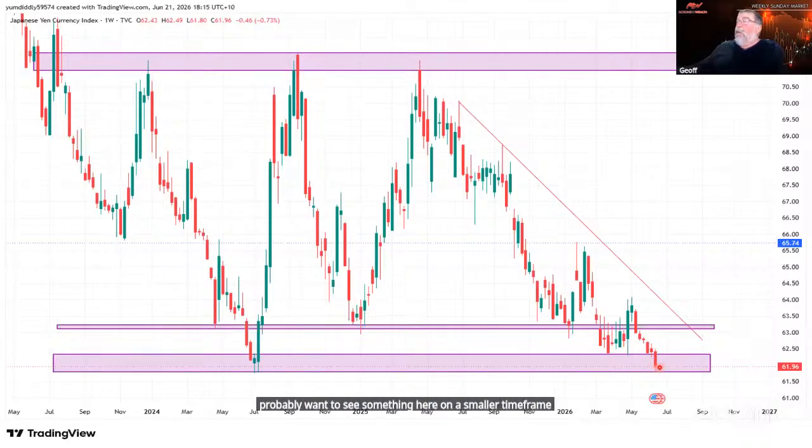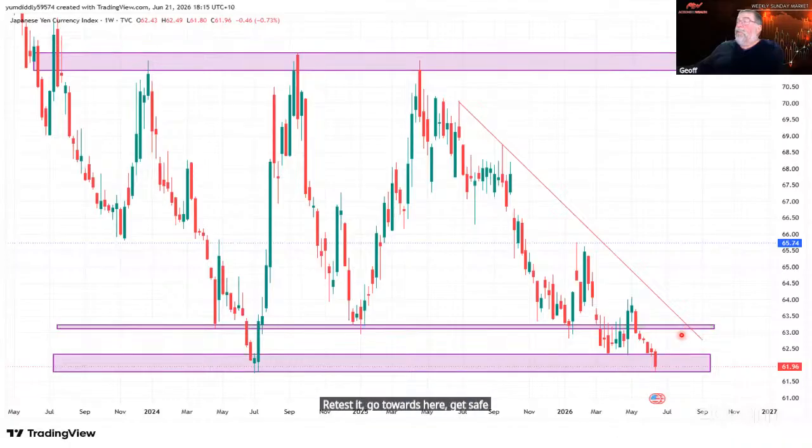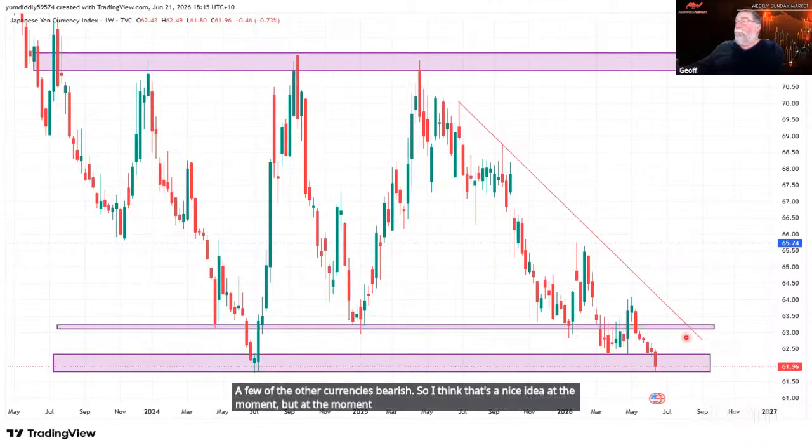Again, this is the weekly. So I'd want to see something on the smaller time frame to break back above this level, retest it, go towards here, get safe in the market, and then look for a break and rally on the yen. This will come into play very much on the watch list that I showed you a little bit earlier. That's kind of where I'm at. I'm at yen bullish and a few of the other currencies bearish. So I think that's a nice idea at the moment, but at the moment it's an idea, not a trade.